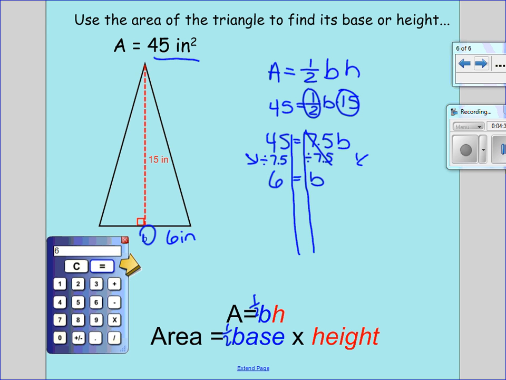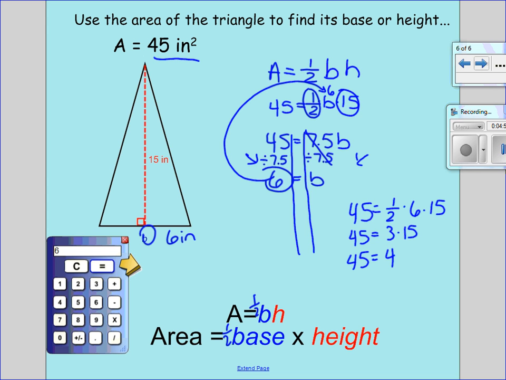We can write that in. Okay, then you want to always double check. So plug this back in for the base. So we have 6. So 45 should equal 1/2 times 6 times 15. Well, 1/2 times 6, 6 divided by 2, that's half of 6, is 3, times 15. And 3 times 15 equals 45. So we know we did our work correctly.